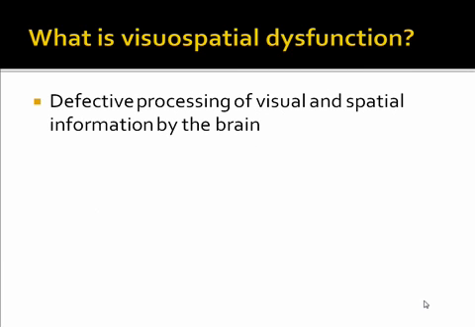Okay, so what is visuospatial dysfunction? The name kind of tells you what it is. We're talking about defective processing of both visual and spatial information by the brain. And as we go through the talk, we will be talking a little bit more about what it isn't as well, so hopefully that'll be clear.